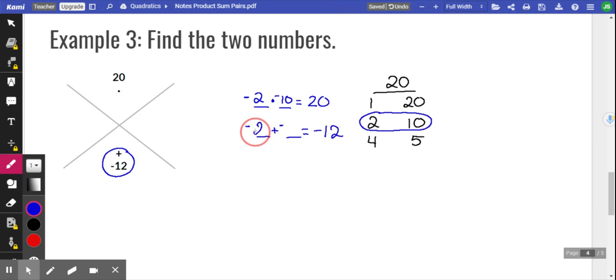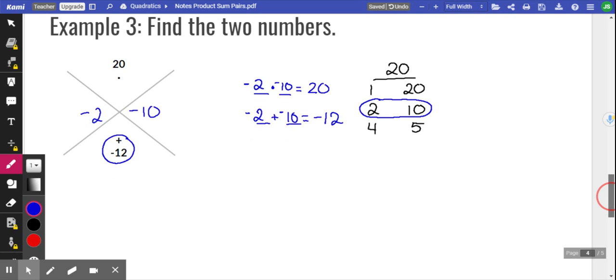A negative 2 plus a negative 10 will give us a negative 12. So those are our numbers. Notice that I left myself lots of space for these, just to help myself make some notes and think these through. Okay, and here's our last case that we could have with these.